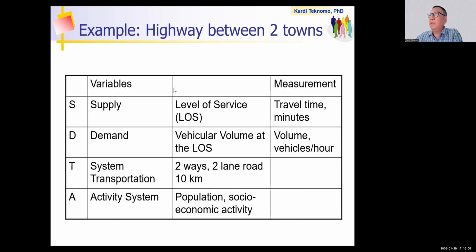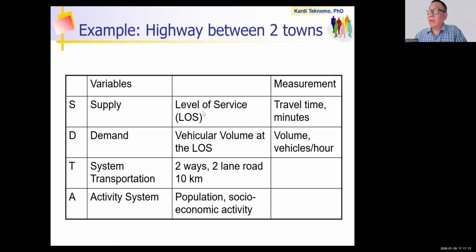Imagine you have a highway between two towns. These are the variables that we will discuss. We have demand and supply. S represents the supply, D represents the demand, T represents the transportation system, and A represents the activities. The land use is already included in this activity system, represented by the population, social activities, and so on. The transportation system is simplified into a two-lane road for 10 kilometers. The demand is represented by the volume of vehicles per hour, and the supply is represented by the travel time in minutes.